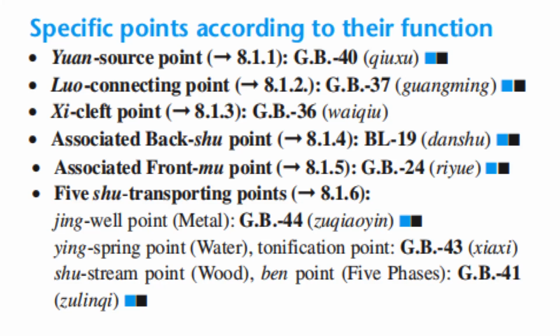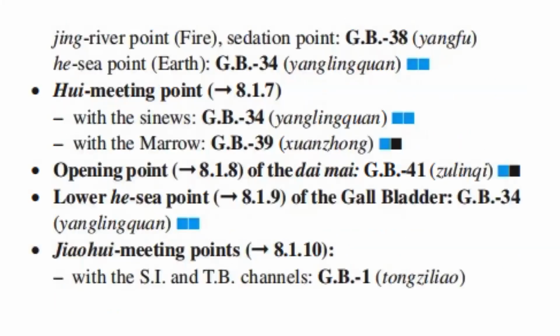The Shu stream point, which is a wood point, and the opening point of the Dai Mai, is GB41. The Jing river point, which is also a fire point, and the sedation point of the gallbladder is GB38. The He sea point, which is the earth point, is GB34.